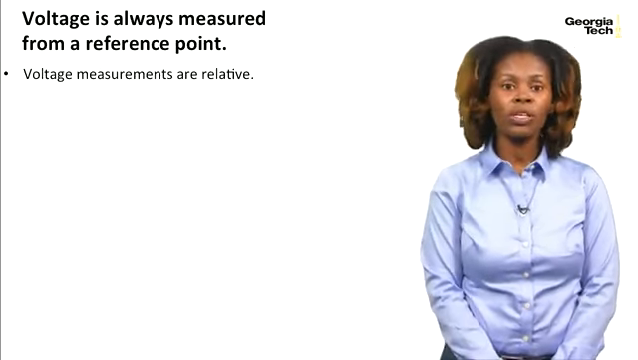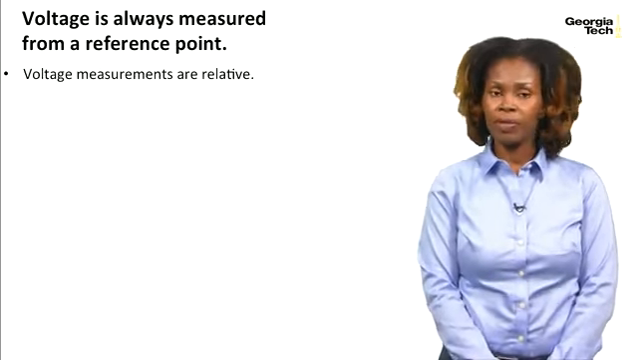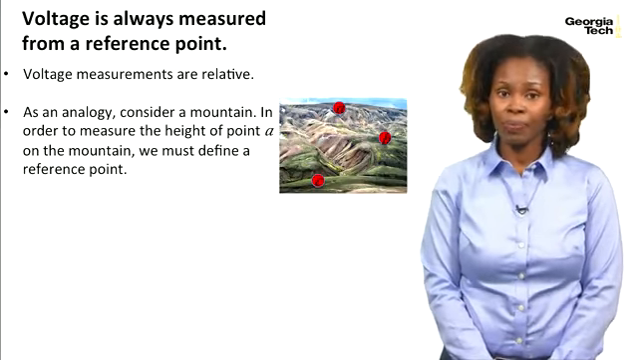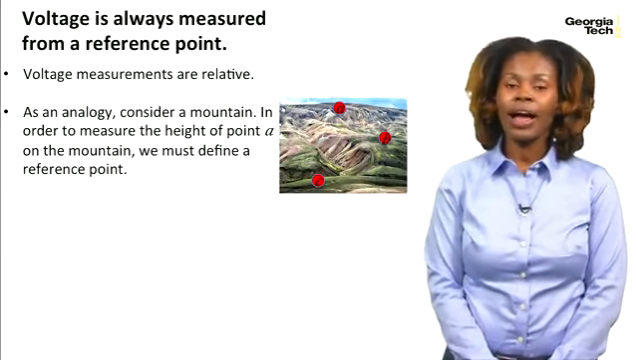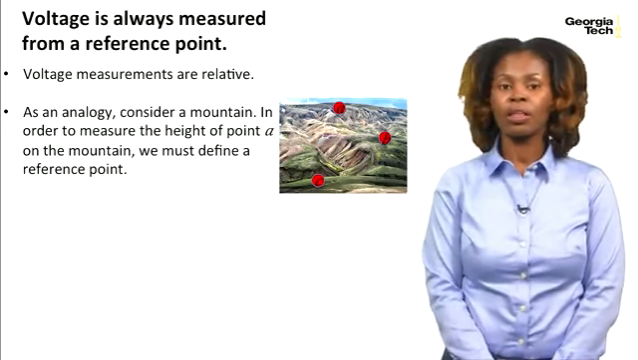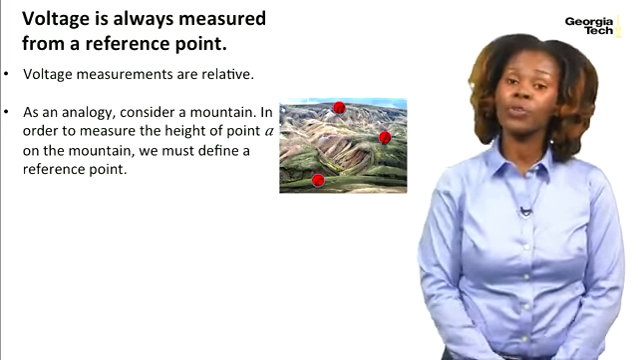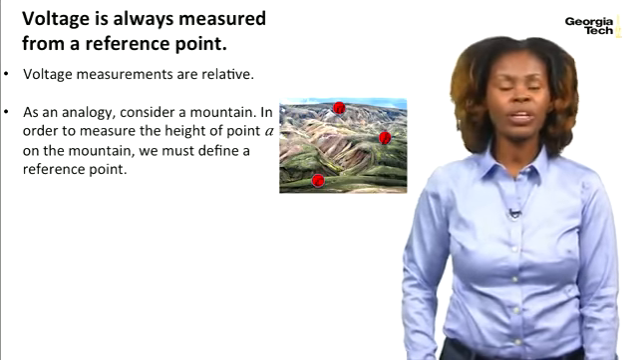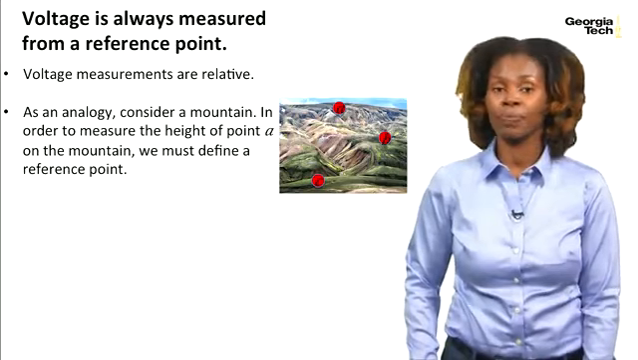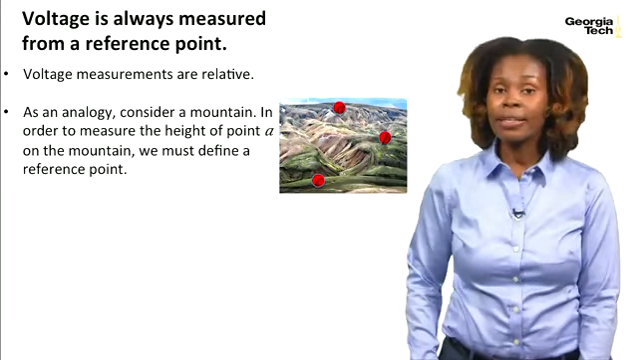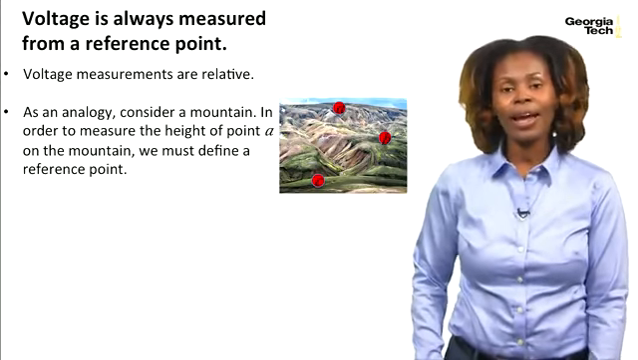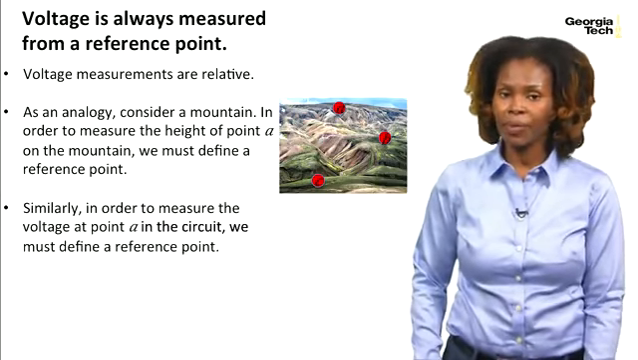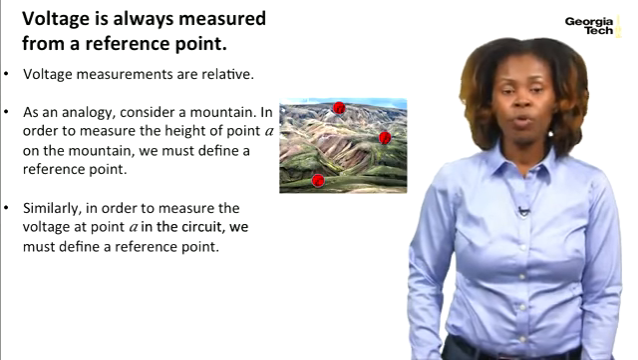In other words, voltage measurements are relative, not the voltage itself, but the measurements. As an analogy, consider a mountain. In order to measure the height of point A, for instance, on this mountain, we must define a reference point, because we could measure A from B, or we could measure A from C, or we could even measure A from sea level. Now, A has an absolute height, but that height doesn't mean anything to us unless we actually define a reference point. And it's similar for voltage.